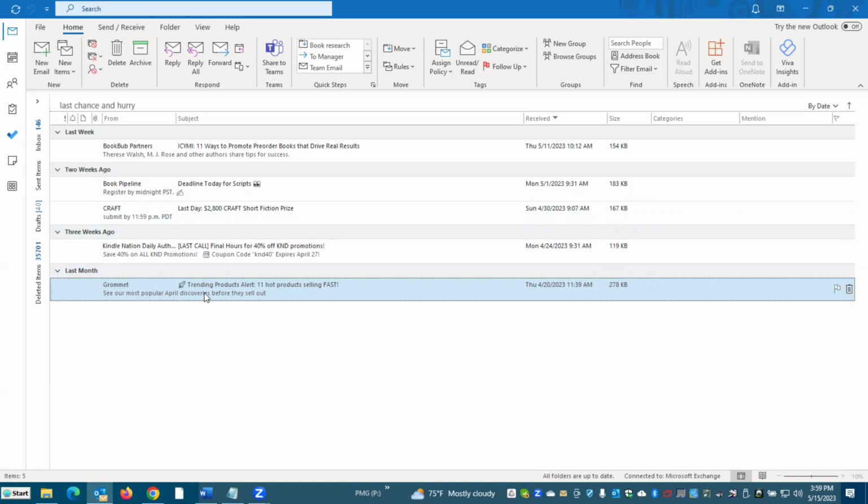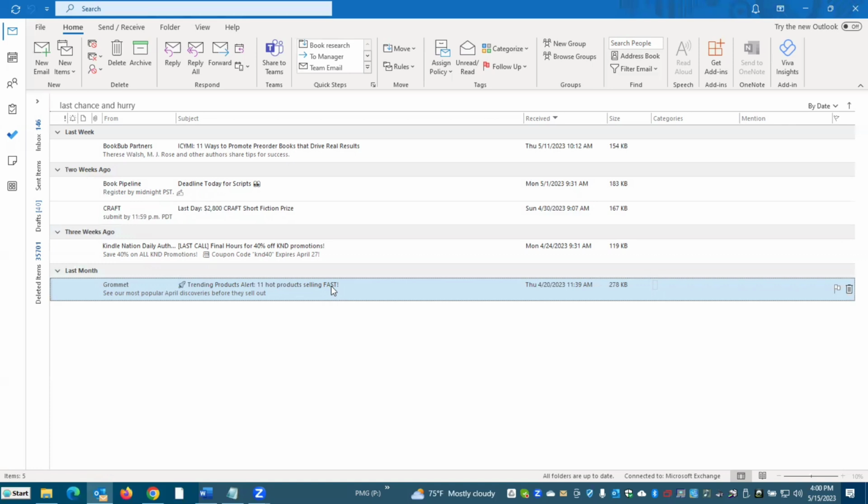So, trending products alert, 11 hot products selling fast, and fast is in caps, and we have the exclamation point. So again, we're talking about time-sensitive emails. I would say this is effective because, if I'm just skimming through my inbox, fast is probably going to catch my attention because it's in all caps, and I might pause just briefly enough, because we all have this fear of missing out. What am I missing out on if something's selling fast?